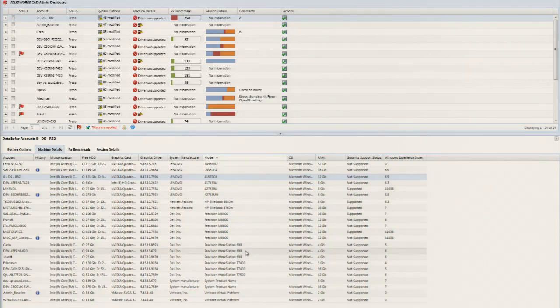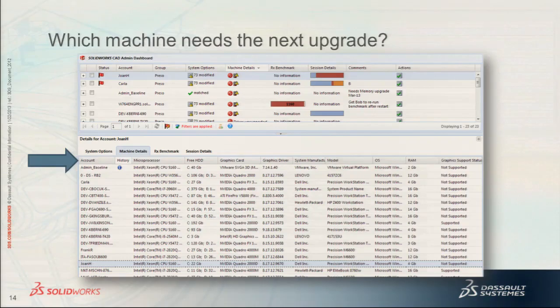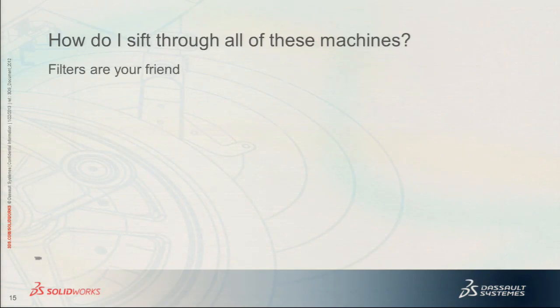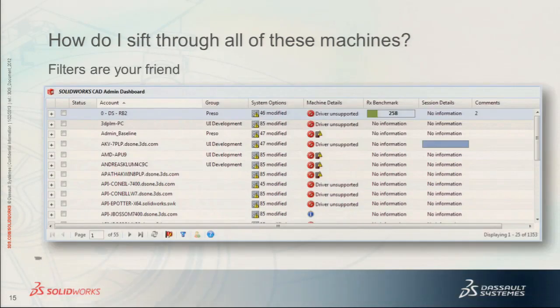All right, so let me cover a couple of quick things about sorting, sifting and managing this. It sounds like a lot of you who raised your hands in this room have a lot of machines and a lot of instances that you're going to want to keep track of. So how do you do all of that? That's a great question. I'm going to show an example here, our data. Filters are your friend here.